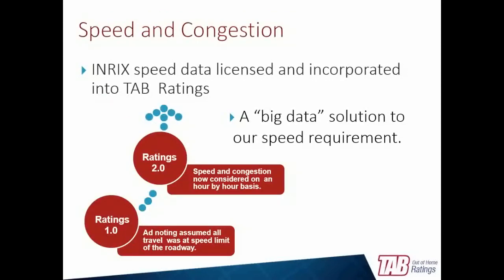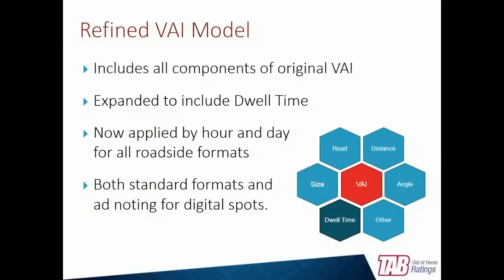Speed and congestion is another element that we have introduced for the first time. Understanding how fast drivers pass by each location is critical to measuring digital inventory. Introducing this variable means that all inventory, not just digital, get impacted. The original rating system did not incorporate speed data. INRIX has arrived as a big data solution that fulfills this requirement. By licensing INRIX data, we can fit an average weekly speed profile onto each structure. We can use this data in part to figure out impressions and ratings for each flip on each facing.